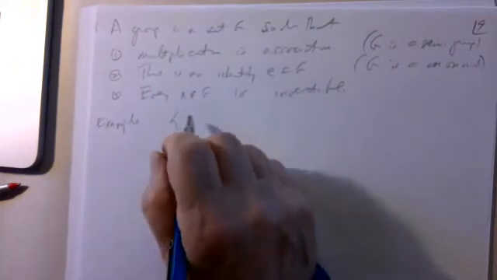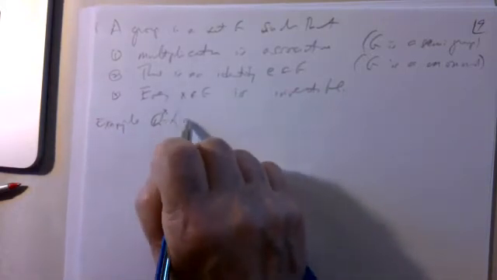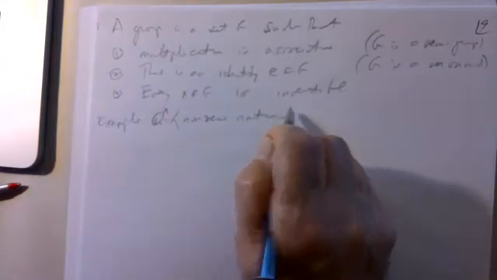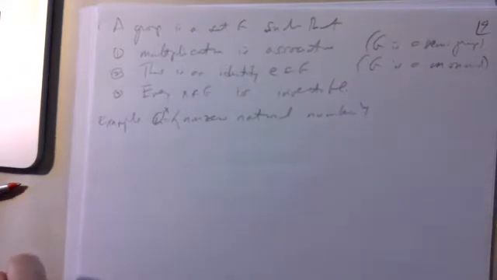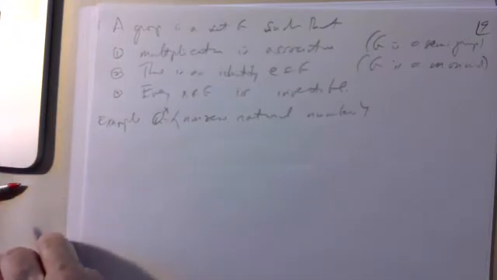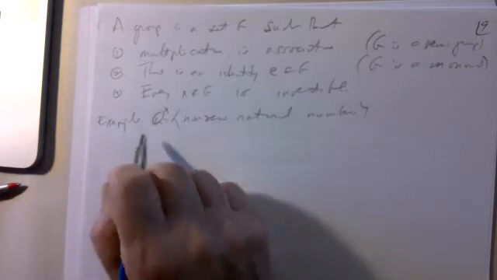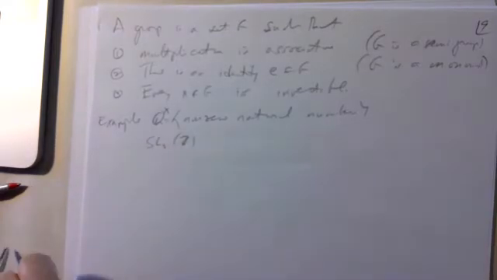So for example, Q star, which is all non-zero fractions or non-zero rational numbers, is a multiplicative group. Of course, it's closed under multiplication. It contains 1, and the inverse of an element X is 1 over X, which is also a rational number. And SL2Z is also a group with this operation of matrix multiplication.